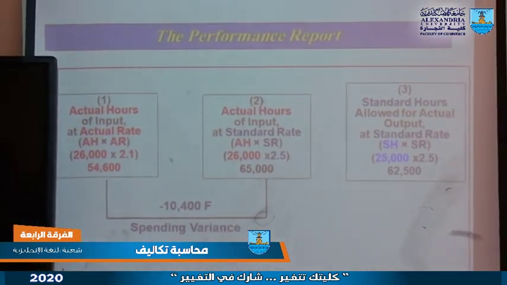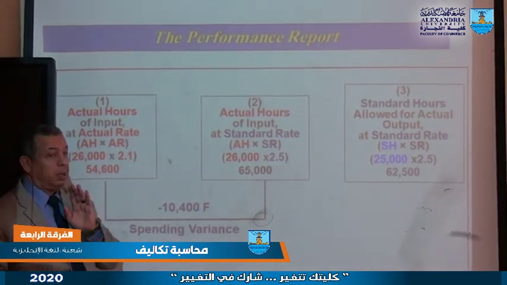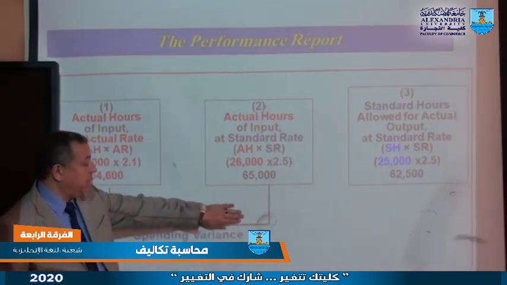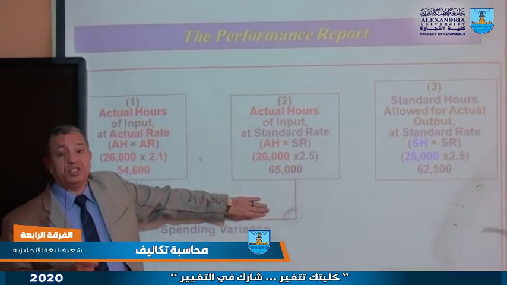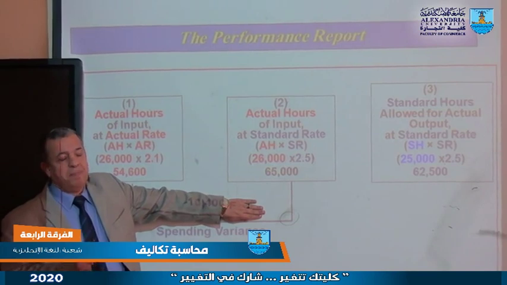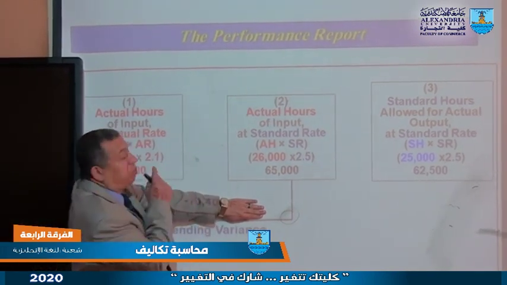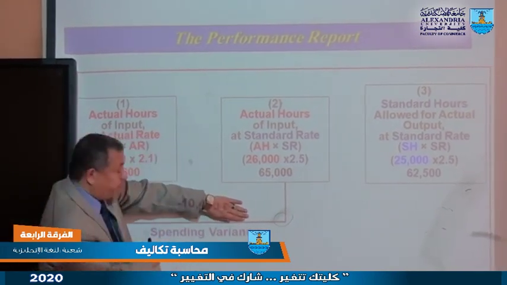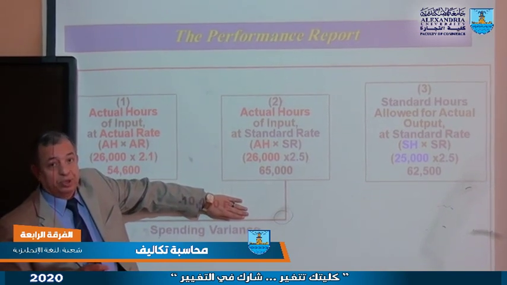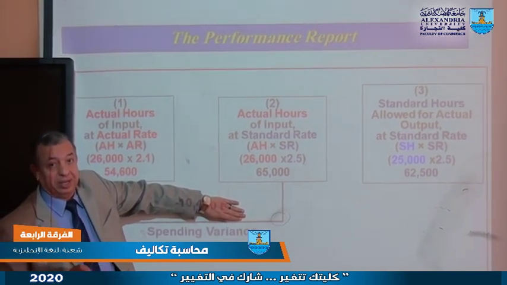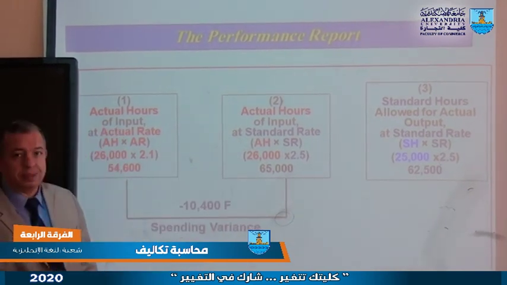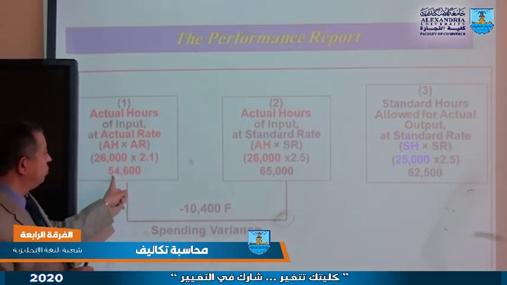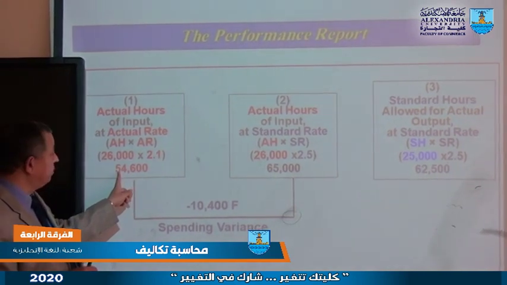The difference between 1 and 2, don't forget. Firstly, what is the name? Secondly, how much is the amount and its sign. The name for variable overhead, we say spending variance. We don't say rate variance. We say spending variance. How much? Subtract.